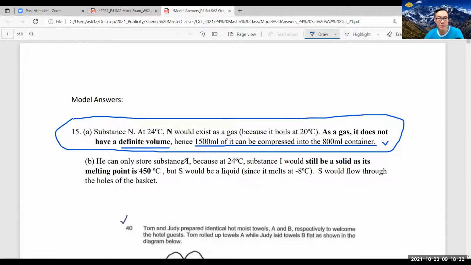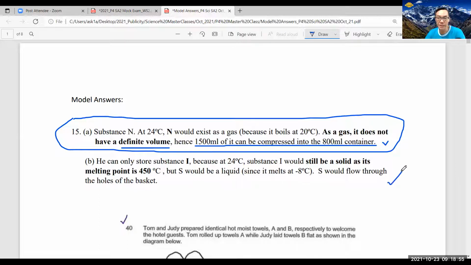He can only store substance I, because at 24 degrees Celsius, substance I would still be a solid as its melting point is 450 degrees Celsius. But substance S would be a liquid since it melts at -8, so substance S would flow through the holes of the basket.